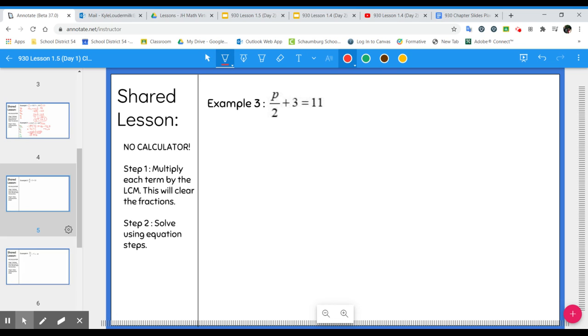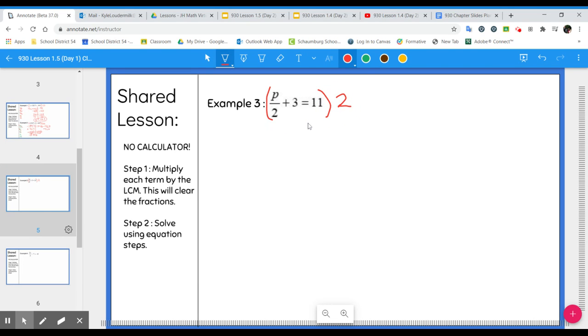Very similar to what we did with decimals. The only difference is they're not always going to be multiples of 10 that we use to clear. We're going to look at our denominators and find the lowest common multiple of the denominators, also known as our common denominator. In this case, there's only one denominator, so it's very simple to decide what I need to multiply by. I'm going to multiply by 2. It's the only denominator we have.